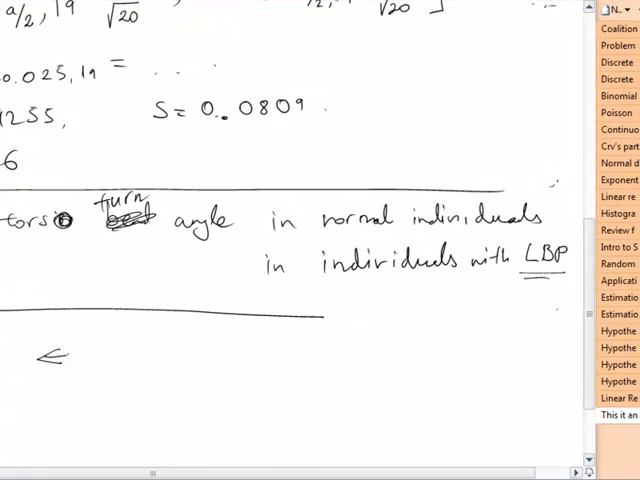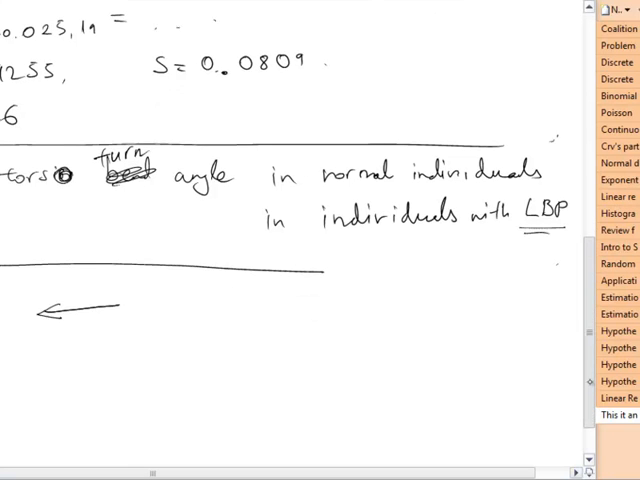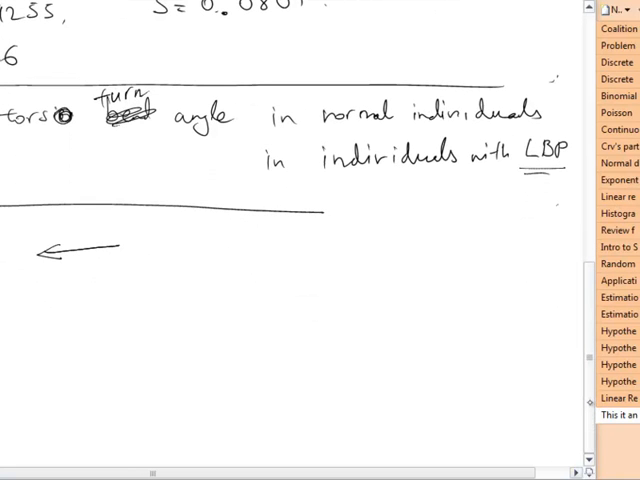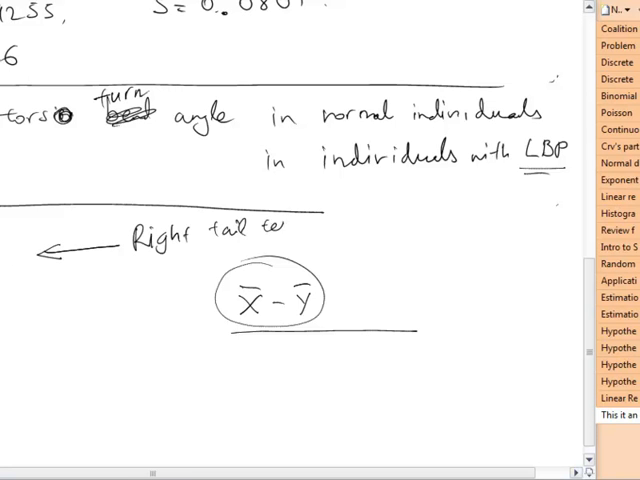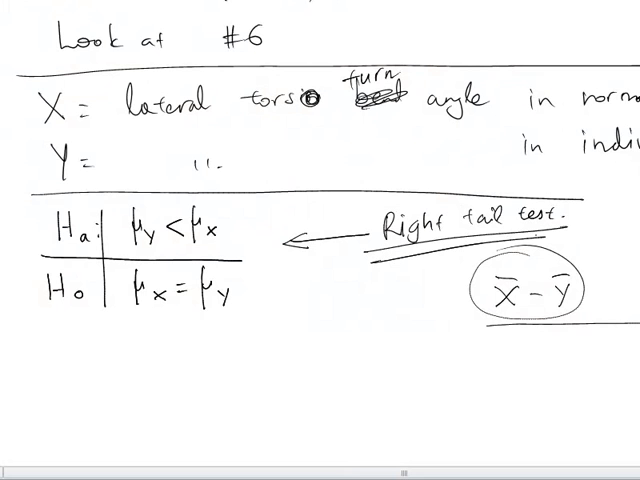Based on this assumption, what kind of test do we want to take, left or right? Now, the critical thing is how you set up your formula. If you set up your formula x bar minus y bar, and we will complete this formula later on, then based on the alternative hypothesis, you need a right tail test. That's what we need at this point. Now we have small samples.